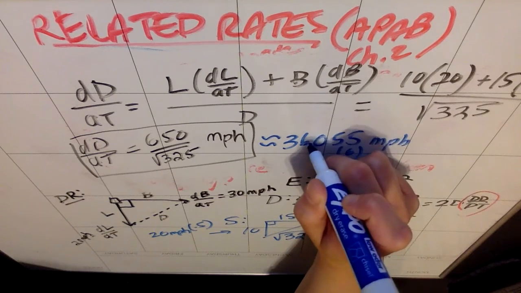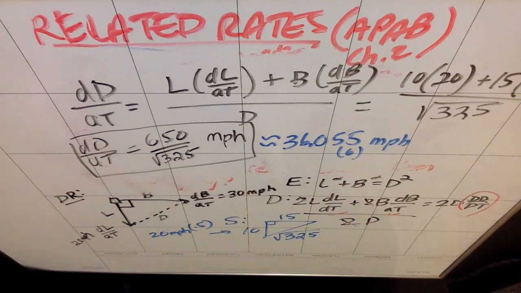What I will say is it makes a lot more sense if you do type it in for problems like this to check if your number is reasonable. If they'd been moving away at like 1,000,000 miles per hour, then maybe I'd be concerned I'd done something wrong. But 36.055 miles per hour makes a lot of sense because it's a combination of both of their speeds. So there you have it.